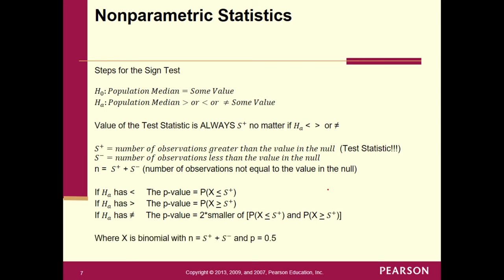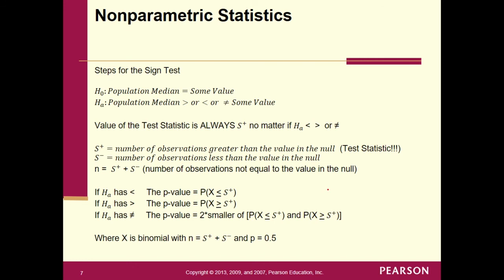What is x? X is binomial if you think about it then. So the original data didn't have to be any type of probability distribution like being normal or whatever. But since you decided just to simply count the number above or below, sounds binomial to me, right? Two possibilities. And so you would have a binomial here where n is equal to s plus plus s minus, and p is just simply equal to 0.5.